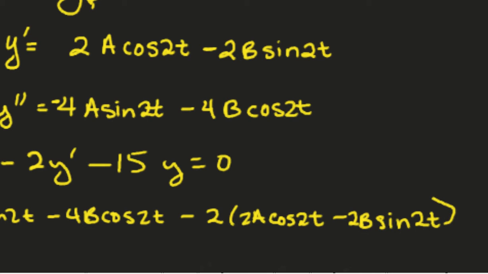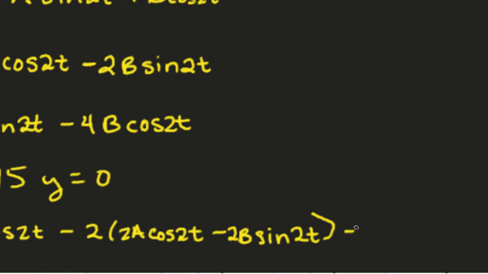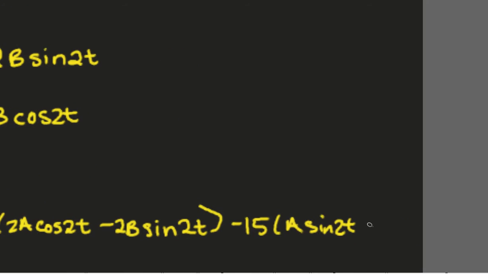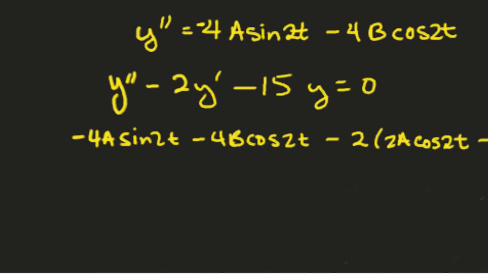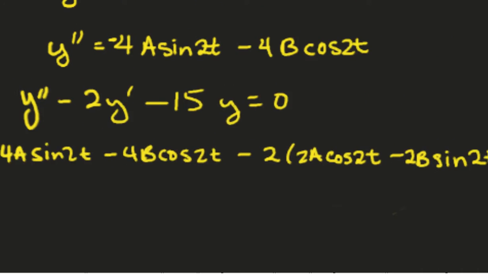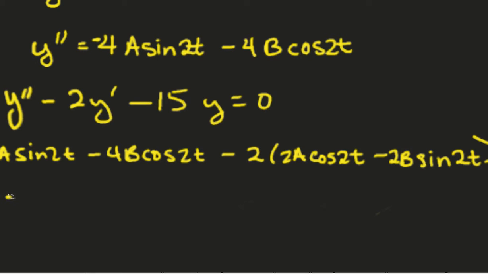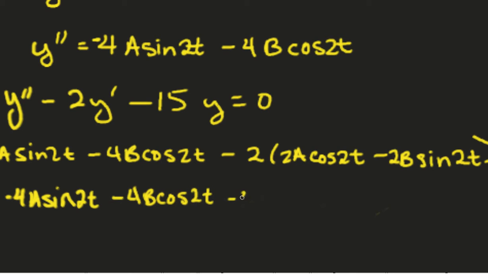And then minus 15y, which is the original proposed particular solution. Ooh, running out of space. Can I squeeze it in? Just barely. All right, now you simplify. I'm going to have to distribute, so it's going to be a negative 4a sine 2t. You can see it can get tedious, even more tedious than this.